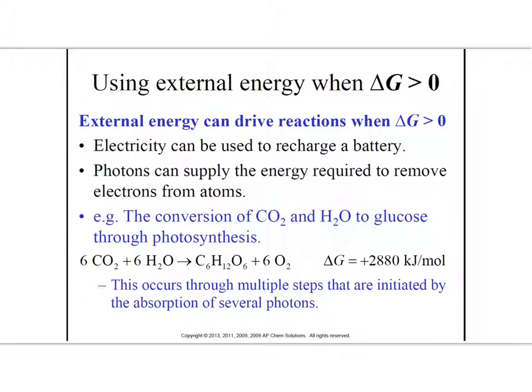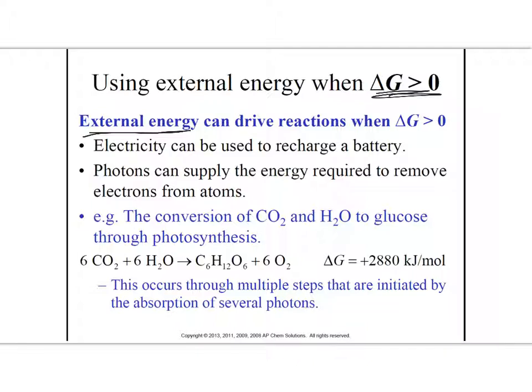The other thing that we need to think about is when our delta G is greater than 0. That means we do not have a thermodynamically favorable reaction. And so, in order to make these reactions happen, we can bring in some external energy, and that can drive those reactions and make them happen.